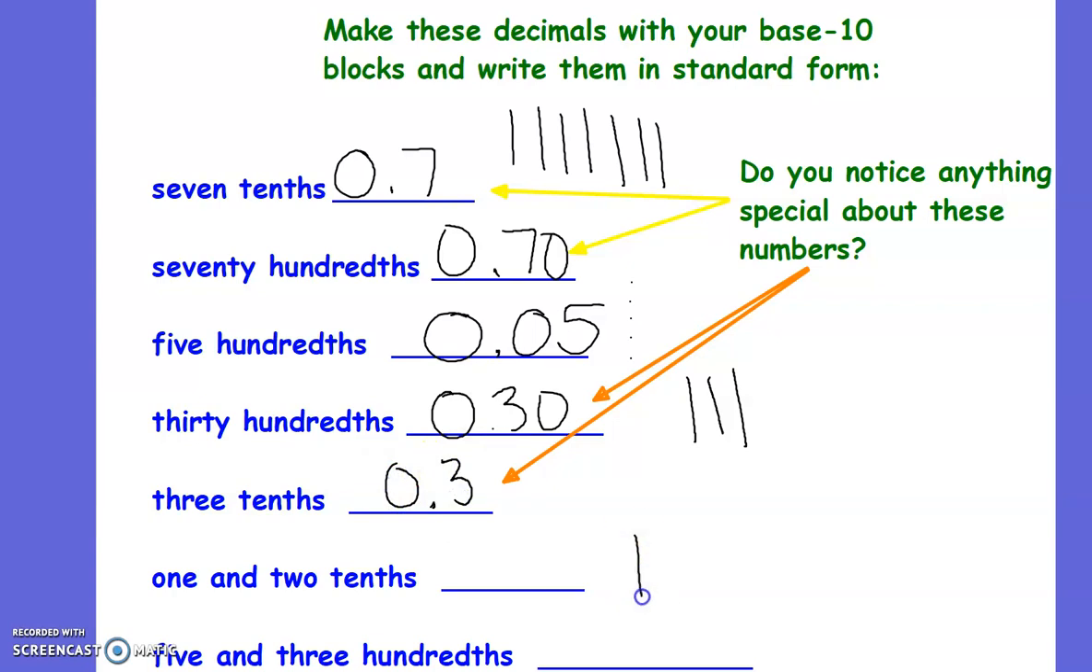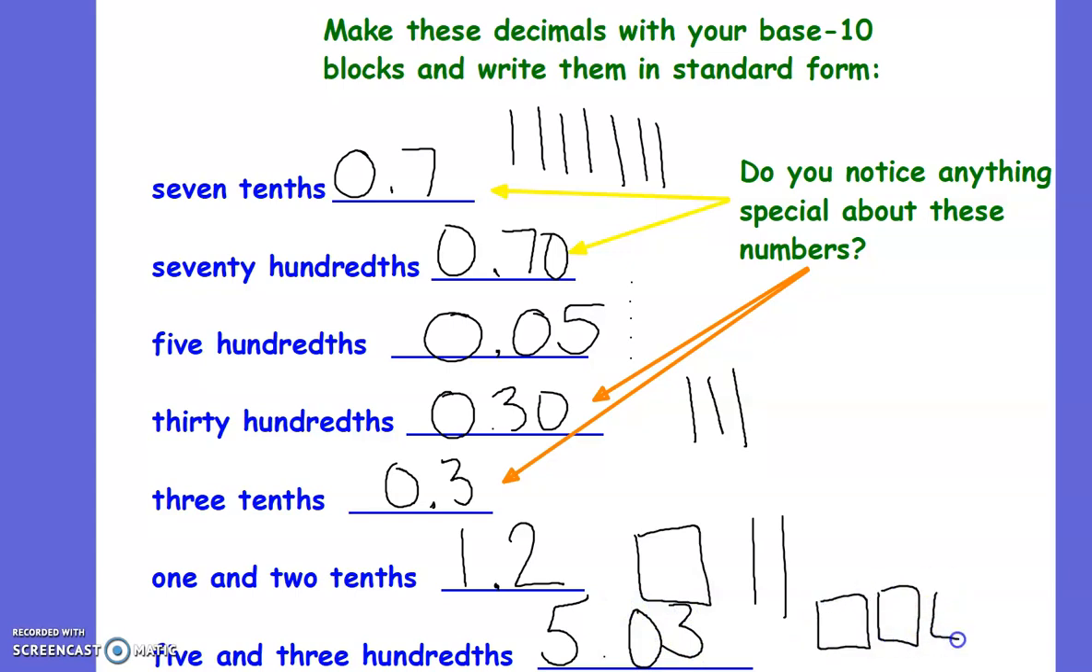1 and 2/10, that's 1 whole and 2/10, so 1.2. And then 5 and 3/100. 5 is the whole, no tenths, so it is 5.03. So to draw that, I would draw 5 flats and then 3 units.